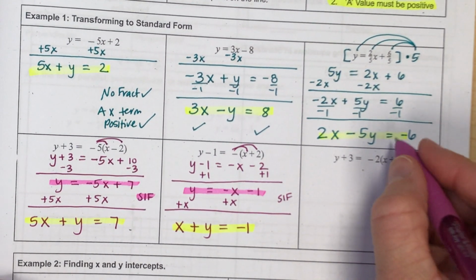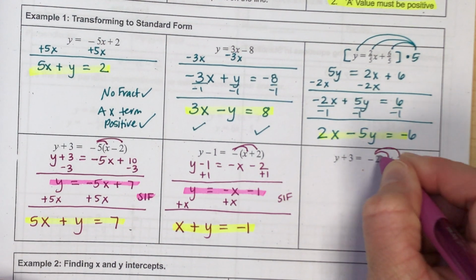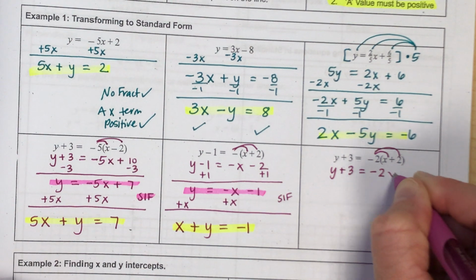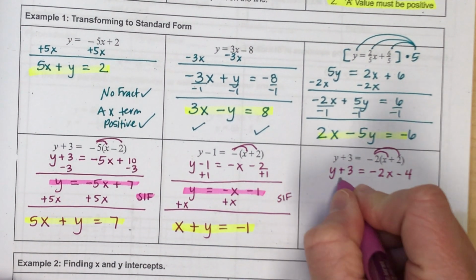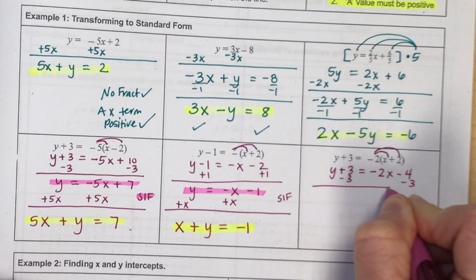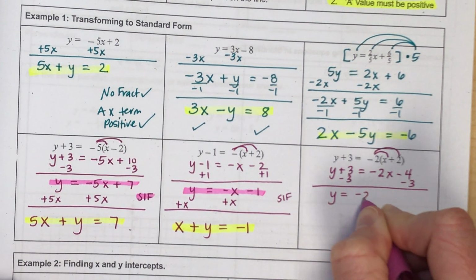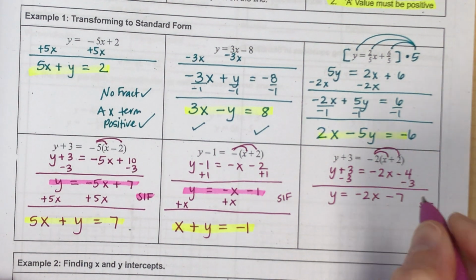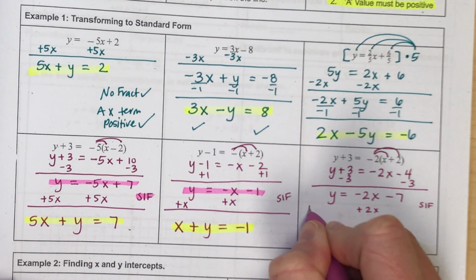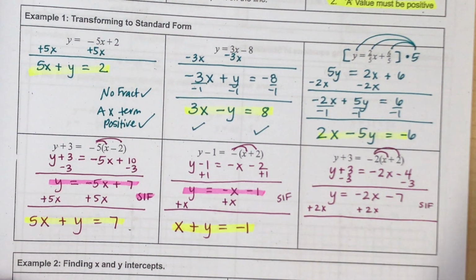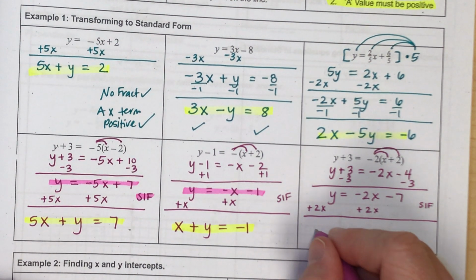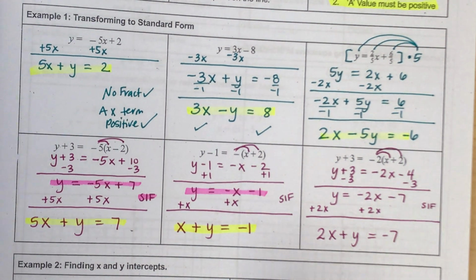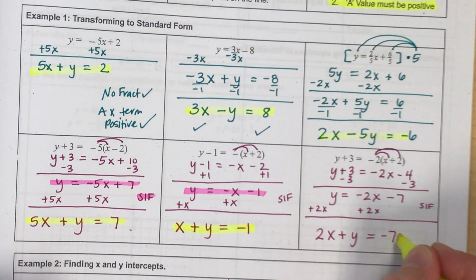All right, now for the next one here, I'm going to distribute my negative 2 slope from my point slope formula. So now I have negative 2x minus 4. I'll subtract the 3 over to turn this equation into slope-intercept form, y equals mx plus b. So this is slope-intercept form. And now I'm going to add 2x to the other side to join my x and y on the same side of my equation. And now I have my standard form. And this would be it.